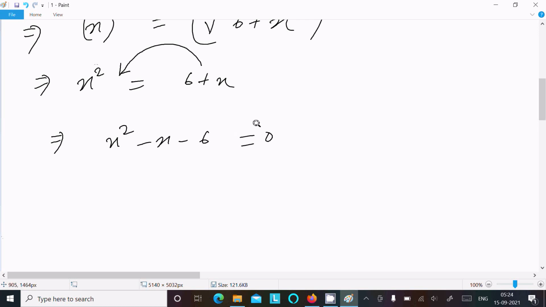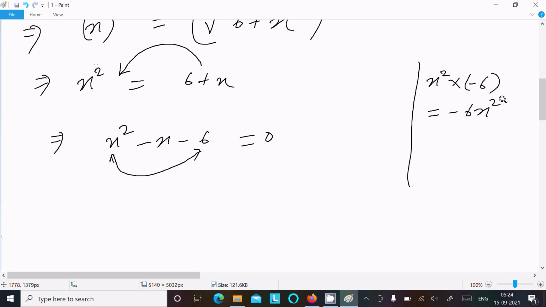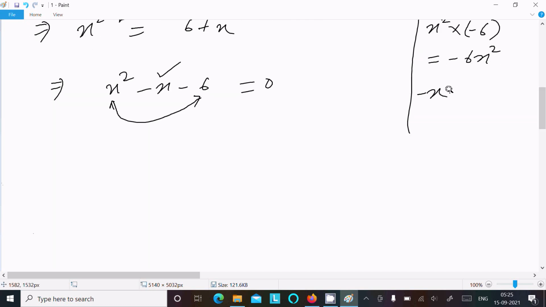So this is the form of a quadratic equation. For that, we need to multiply the first term with the last term. So here x square into minus 6 equals minus 6x square. After that, minus x we can write as minus 3x plus 2x. If you add them, it equals minus x, and when you multiply minus 3x into 2x, it equals minus 6x square. The condition is satisfied.